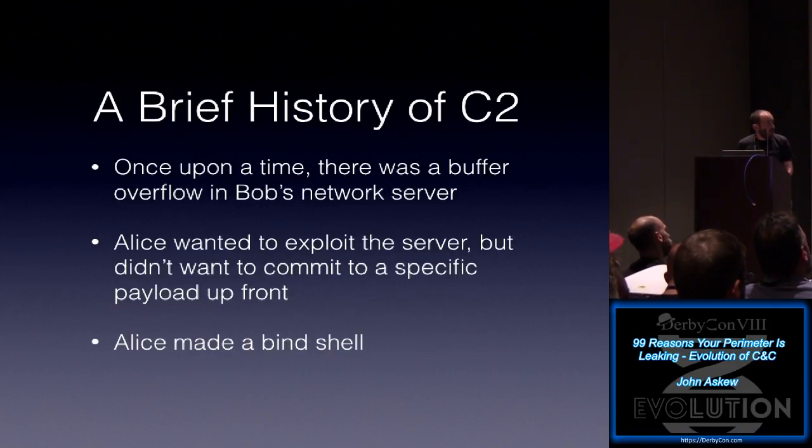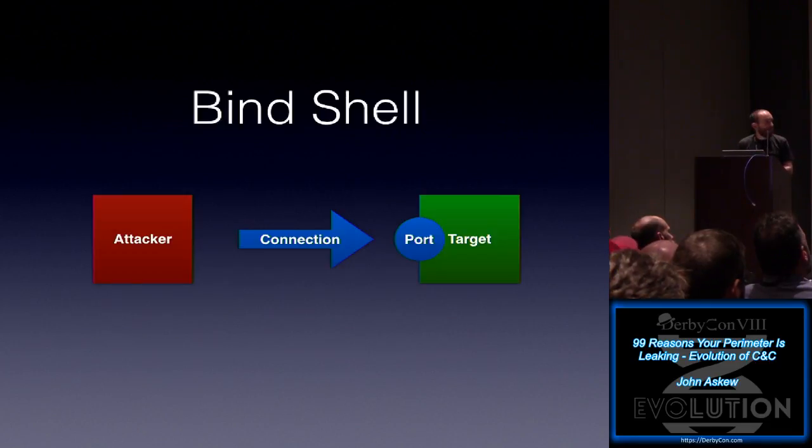So Alice made a bind shell. I guess the bind shell is probably one of the simplest types of command and control you can think of, right? You've got malicious software that opens up a port on your target system, and then your attacker can connect directly to it and get a shell. You can send commands, you get responses back, and life is good. You can make that target do your bidding.